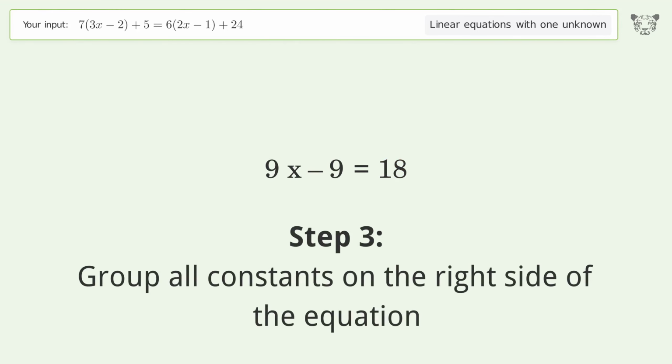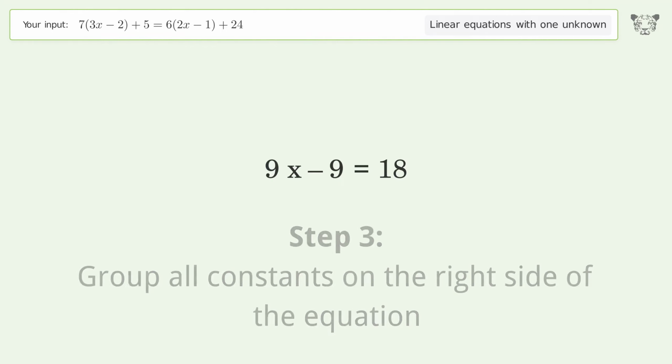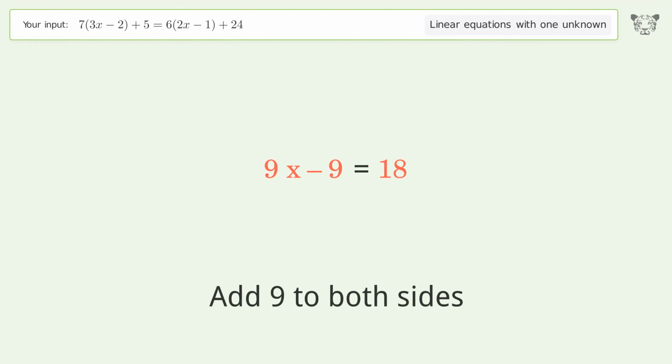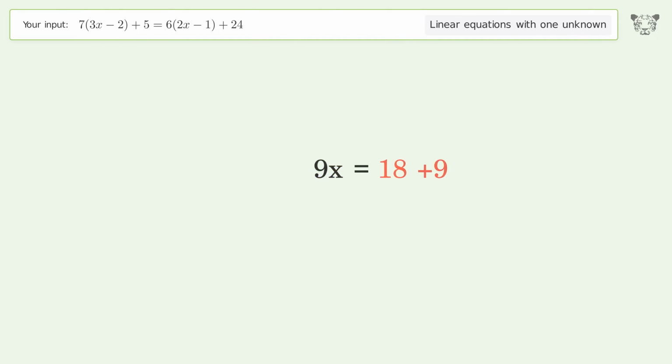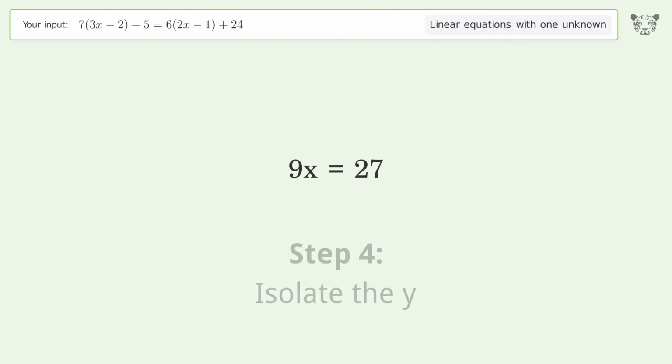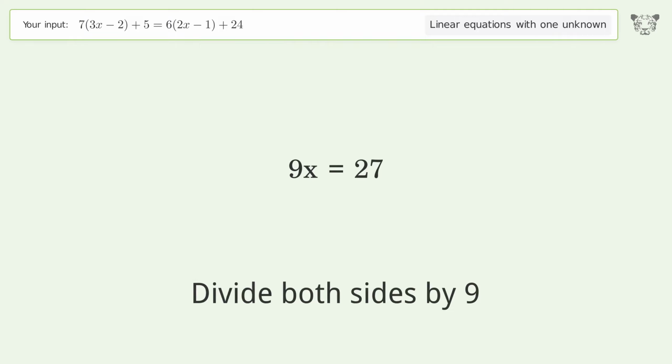Group all constants on the right side of the equation. Add 9 to both sides. Simplify the arithmetic. Isolate the y. Divide both sides by 9.